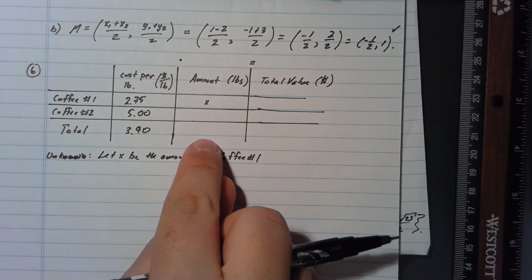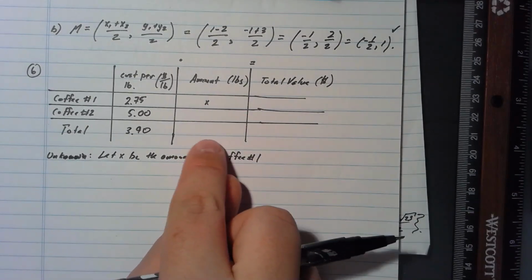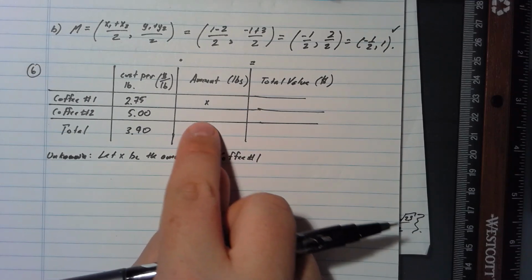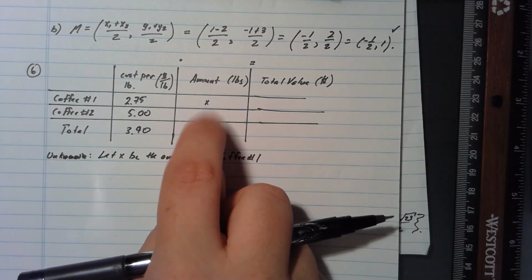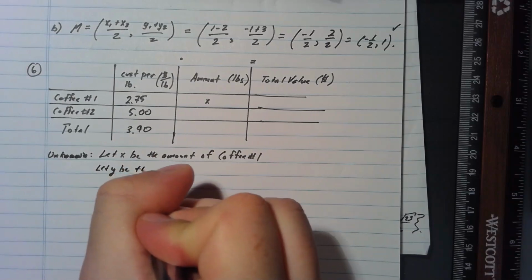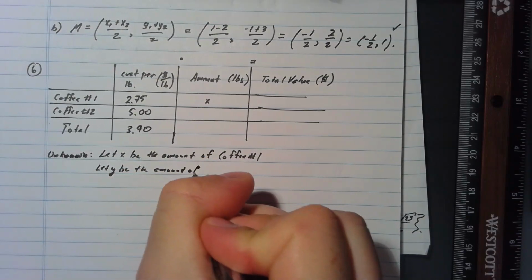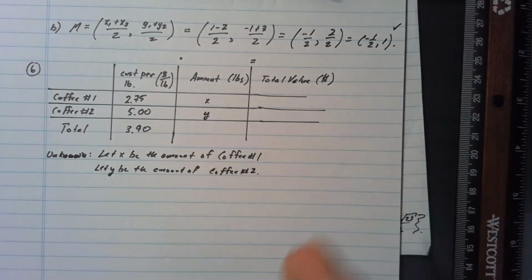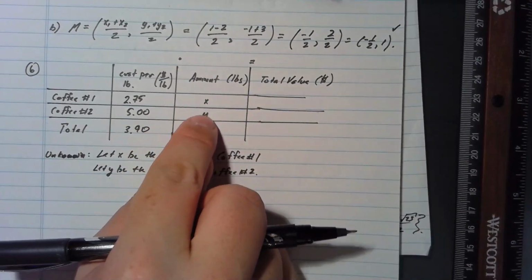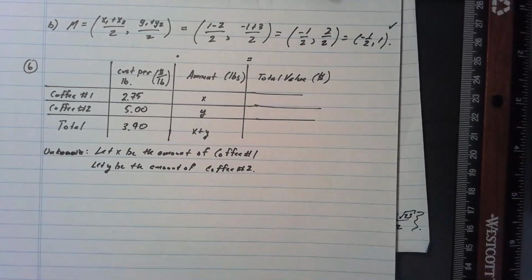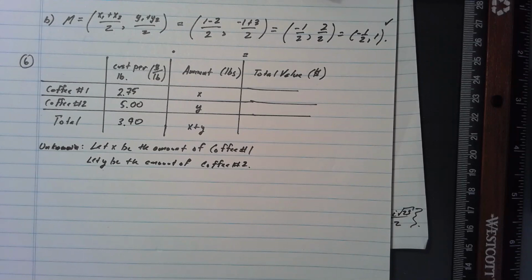So, since I don't know the total amount between the 2 coffees, I need to create another variable here for the other coffee. So I'm going to let y be the amount of coffee number 2. So I'll put that there. And now the mixture between them is just the sum, right? You're taking this one and adding it to that one. That's the mixture between the 2.